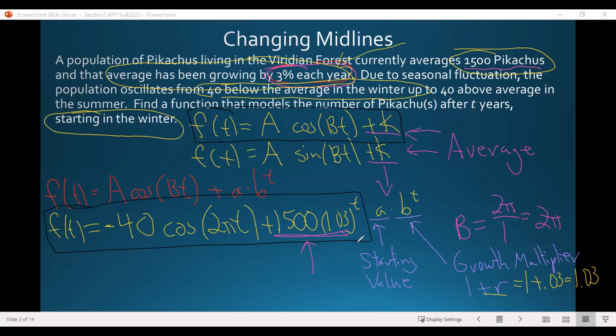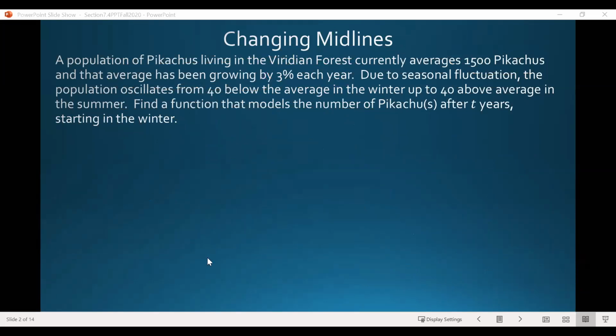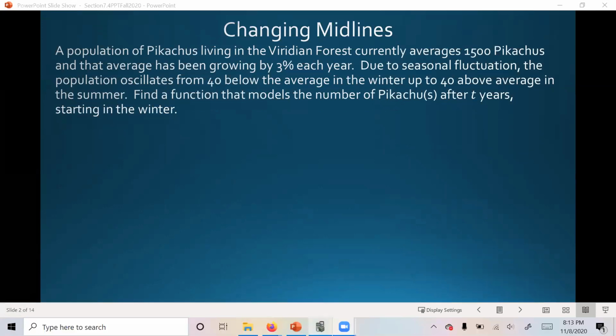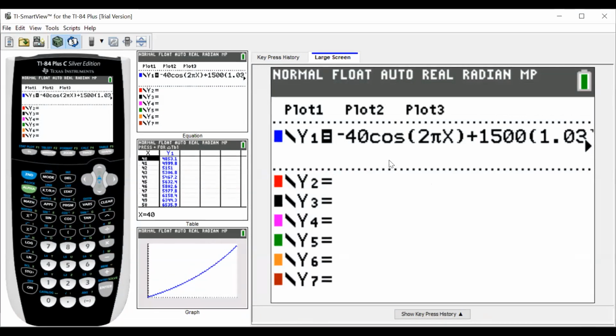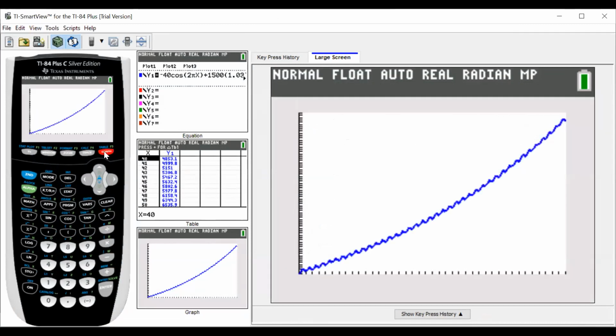All right, so next thing I want to do is actually look at what this function would look like if we graphed it, just so we can see what's going on. So we go to here, I believe, share that, and then hopefully right now we can all see the calculator. Okay, so notice here I've already input the equation, -40 cosine 2 pi x plus 1,500 times 1.03 to the x power. And if we graph that, then you see what we've got here.